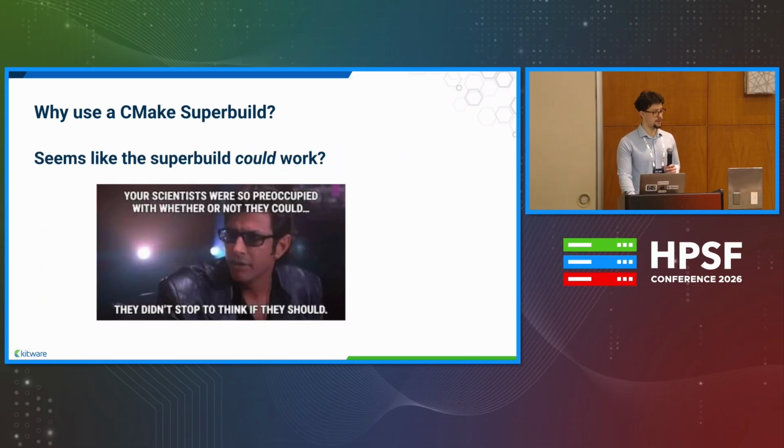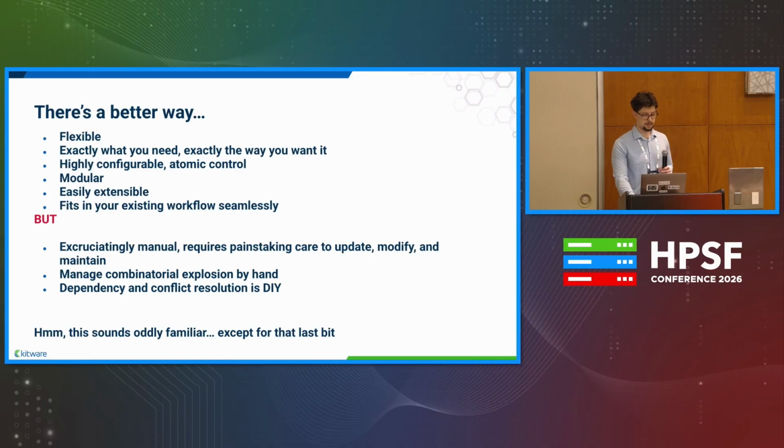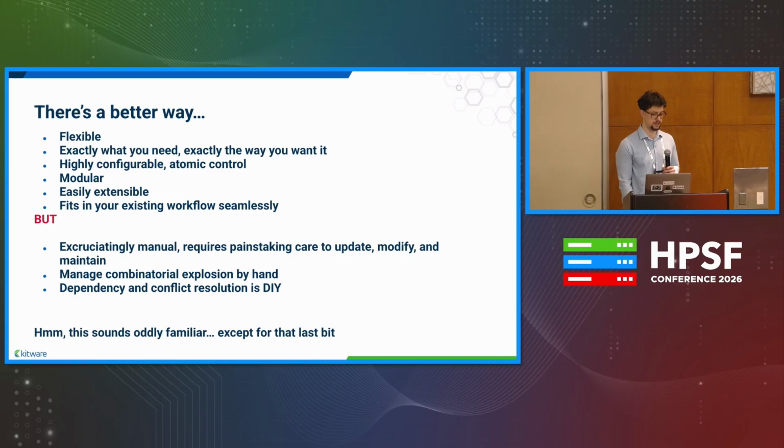And yeah, they definitely could work. They mostly do work, right? For ParaView, for VTK, for CMB, for a bunch of medical software, for ITK. But I think there's probably a better way. Like I said, the CMake Superbuilds are flexible. They're exactly what you need, exactly the way you want it, exactly the way you asked for it most of the time. They're highly configurable. You have atomic control. They're modular and easily extensible.